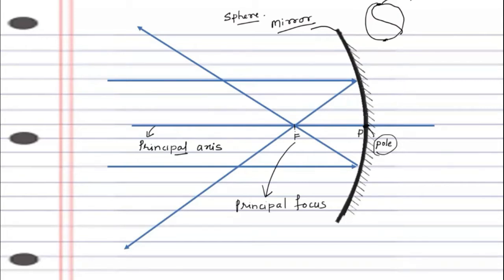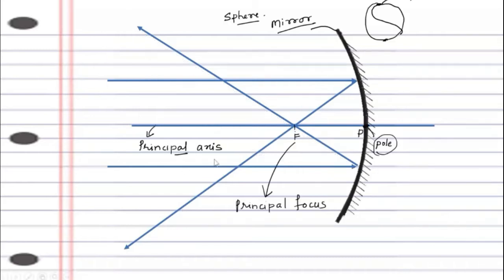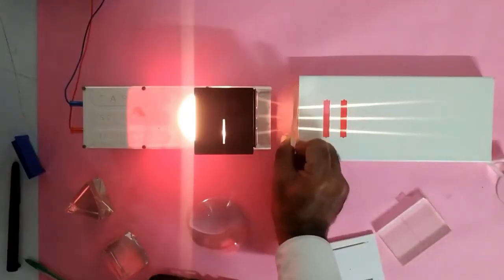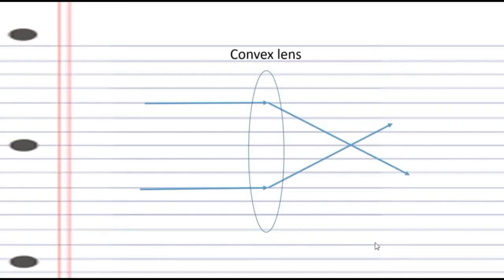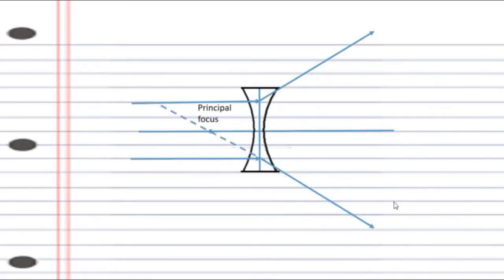Right? So now you have understood in this diagram what the principal axis is, what the principal focus is, then the pole. In this video, we shall study the process of convergence in a convex lens and divergence in a concave lens, and how to draw the diagrams of both convergence as well as divergence.